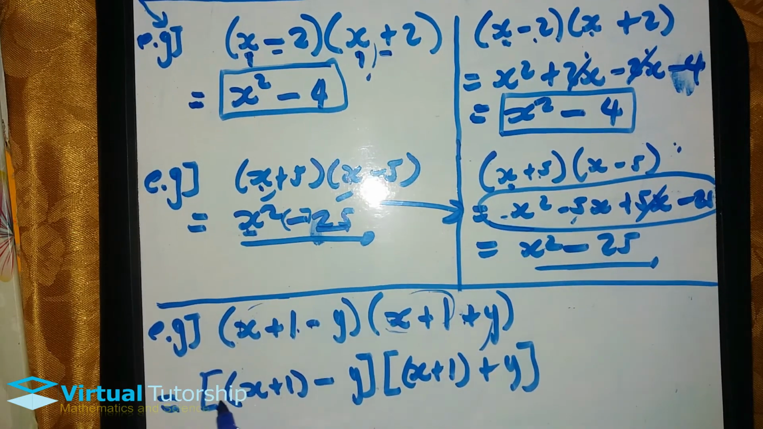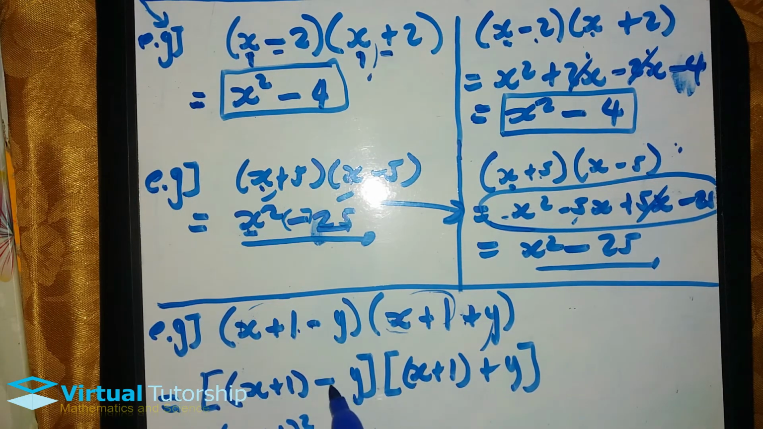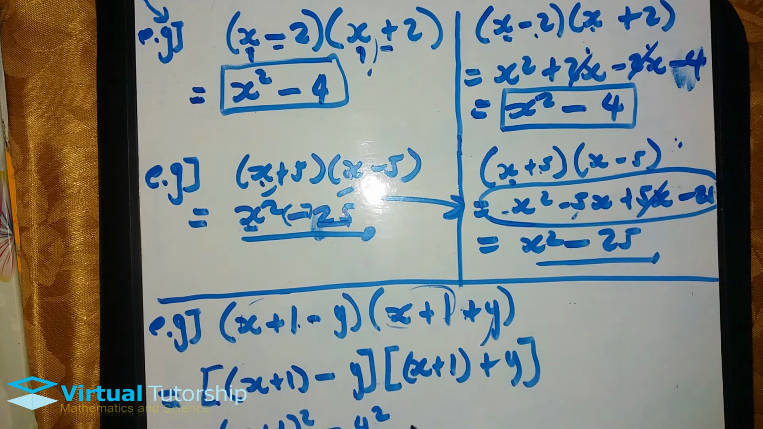So when we multiply this bracket with this bracket, we get x plus 1 squared, and this minus y with this positive y will give us a negative y squared. Now we have a difference of two squares. We can test it using the distributive property.